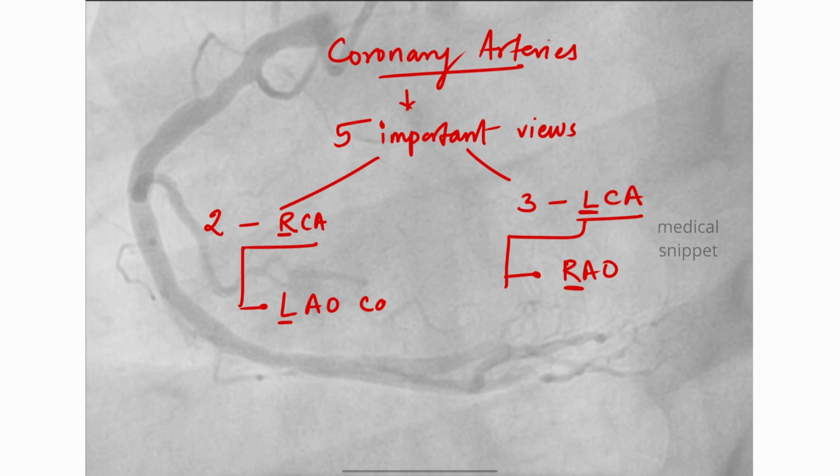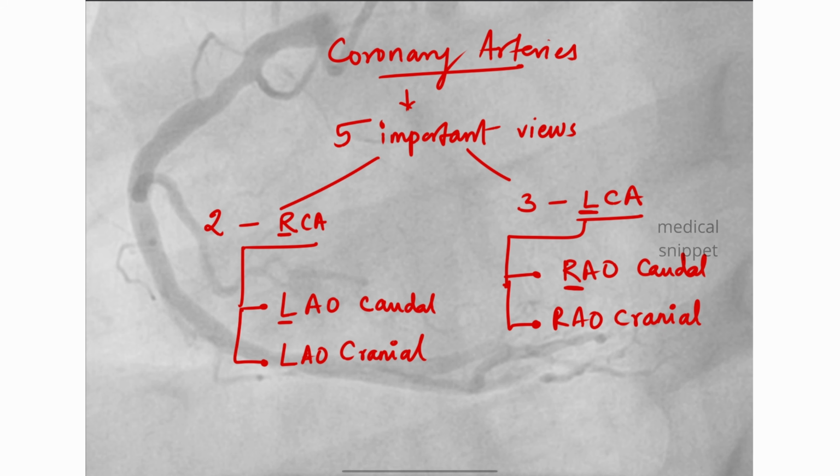So the 2 views for the right coronary artery are levo-caudal and levo-cranial. The 3 views for the left coronary artery are antero-caudal, antero-cranial, and the third view, which doesn't follow this opposite side rule which I mentioned before, is levo-steep caudal. It is also called the spider view.